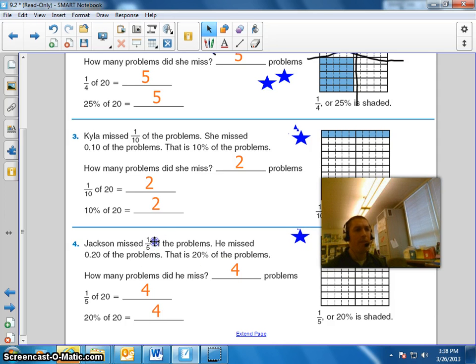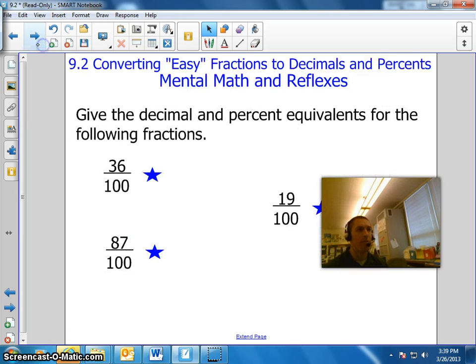Knowing that 1/5 of 100 is cut into 5 parts, and one of those parts is worth 20, so 1/5 is worth 20%, and knowing 1/10 is worth 10%, and 1/4 is worth 25%, will really help to save you time. Why don't you do these? These will be pretty easy for you. Pause it for a second and make sure you have the decimal and the percent equivalents for this.